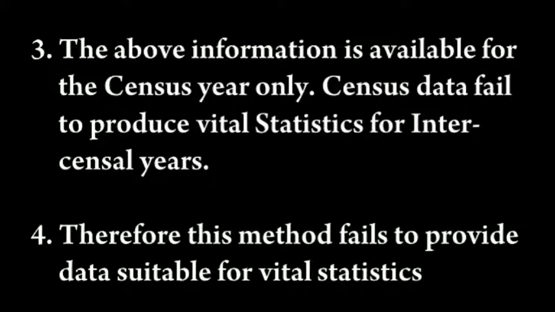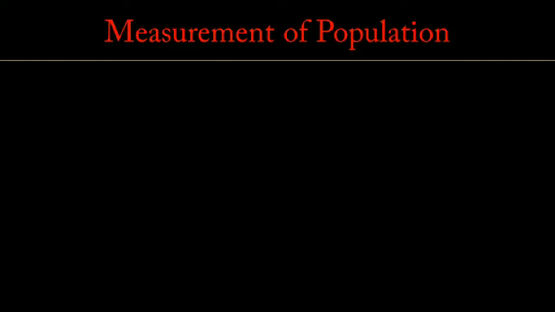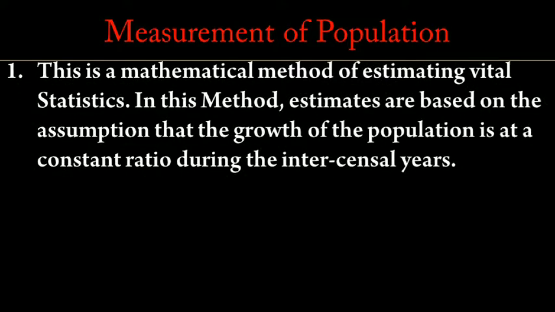Since there is a drawback in the census enumeration method, we have to come up with a method to find the population of a particular country at a particular point of time. That is what we are going to do in this concept of measurement of population. So the next concept is measurement of population. This is a mathematical method of estimating vital statistics.